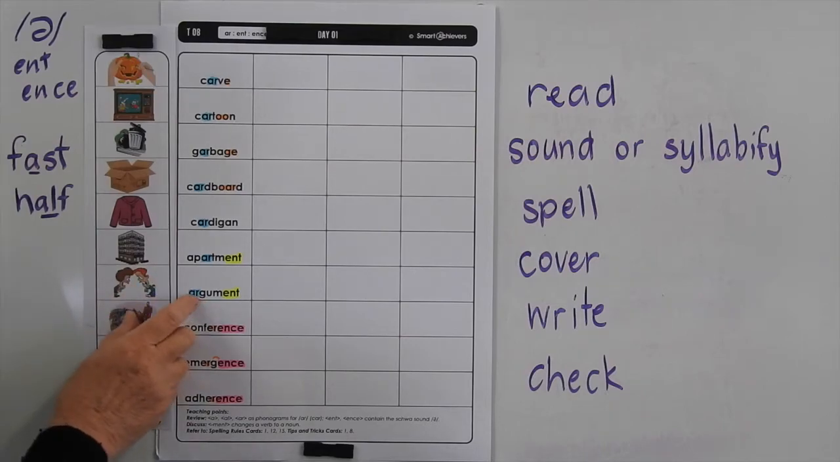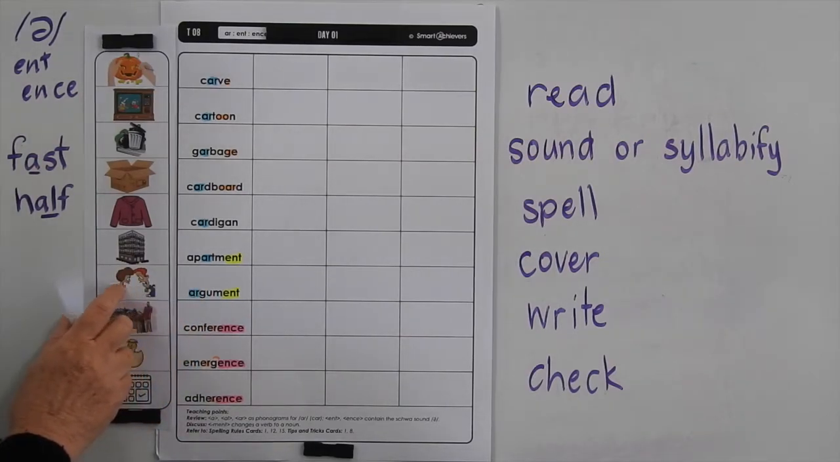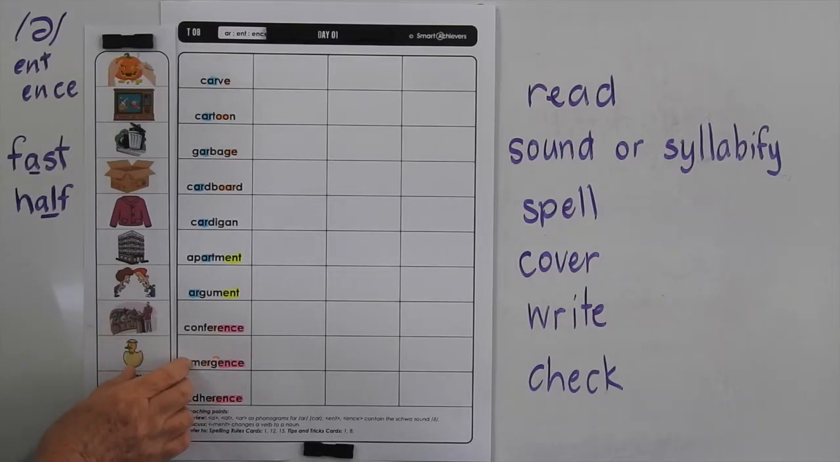An argument is a heated disagreement, and a conference is a formal meeting over a shared idea where quite a few people get together to discuss something. Emergence is the process of appearing or surfacing, just like this little chick is emerging from the shell. And adherence is a commitment or a following of ideas of a person and or a belief, and it can also mean to keep to a date or a deadline.